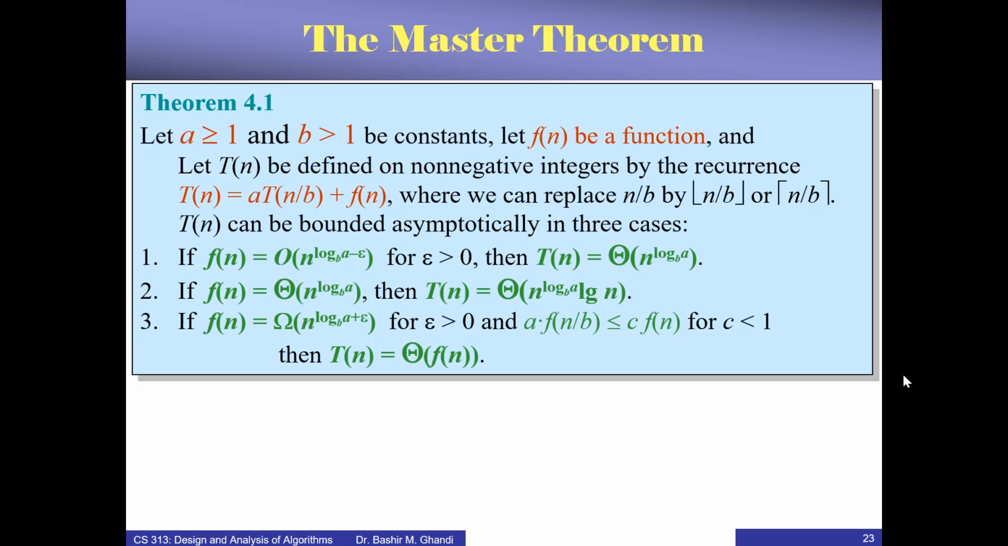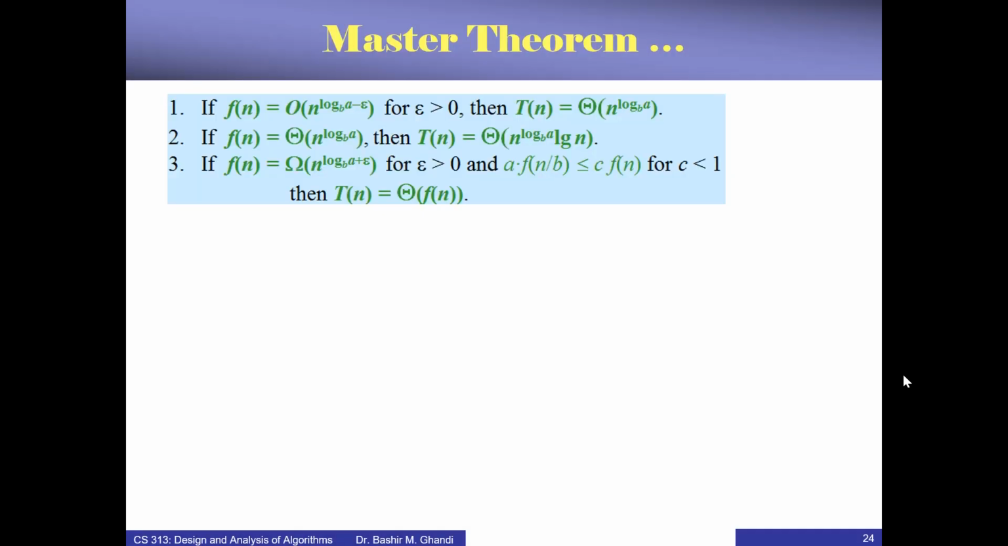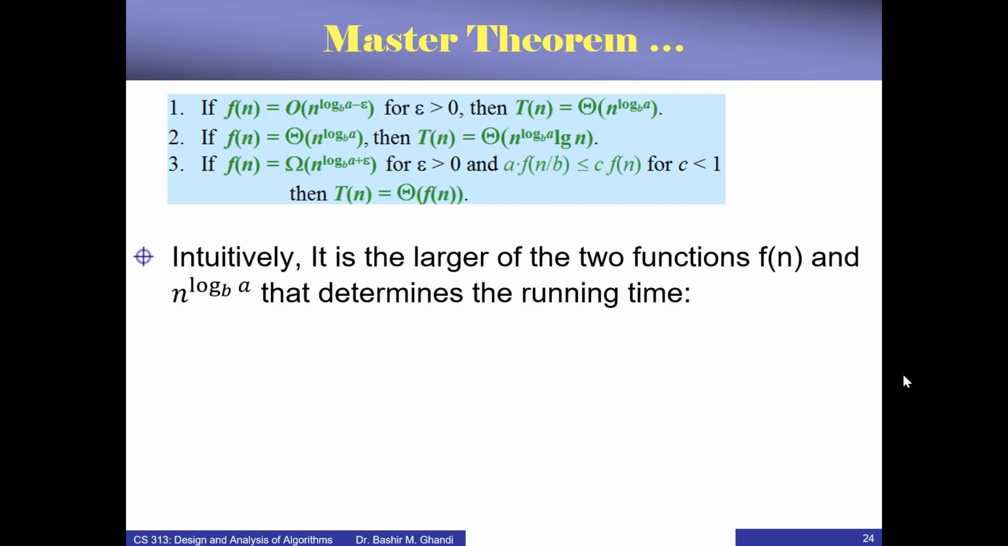Let's try to simplify it a little bit further. I stated the 3 cases once again, and let us try to see what they actually mean. So intuitively, what we are saying is it is the larger of the 2 functions. If you notice, we have 2 functions that we are comparing in each of the cases, either f(n) or n^(log_b a). So it is the larger of the 2 functions that will determine the running time. The larger of either f(n) or n^(log_b a).